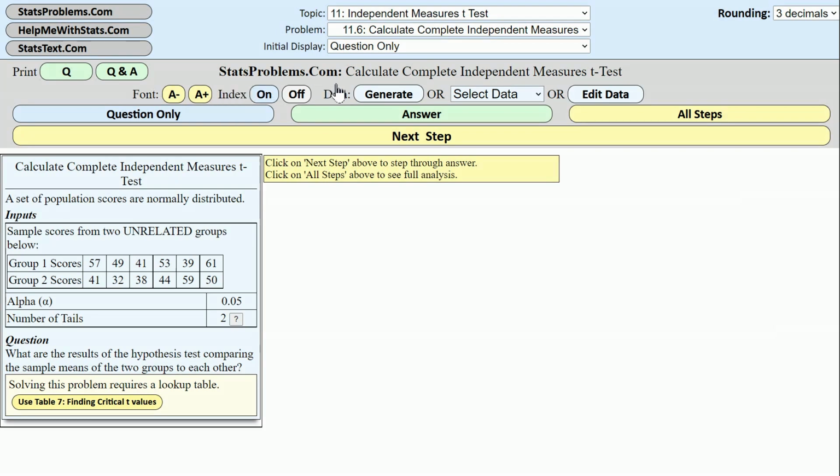Statsproblems.com was used to create this tutorial, which can help us calculate a complete independent measures t-test. Let's begin by selecting one of the 25 example problems. The question appears in the blue box.